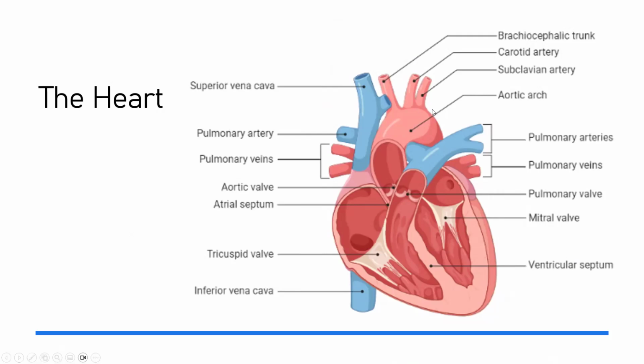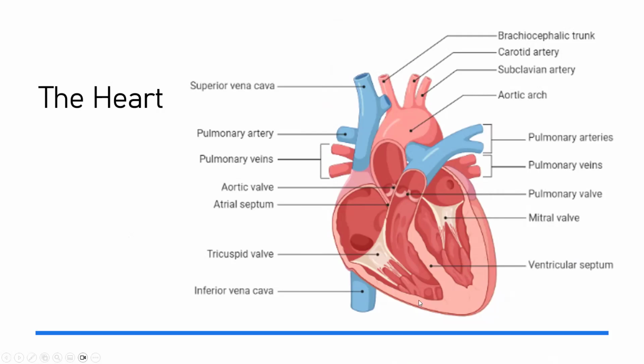You have this huge vessel right here. This is the aorta. The aorta is just a giant artery, basically, and has a bunch of branched off arteries like the subclavian artery, the carotid artery, the brachiocephalic trunk, that inevitably branch out and go to the various parts of the body to carry oxygenated blood to them.